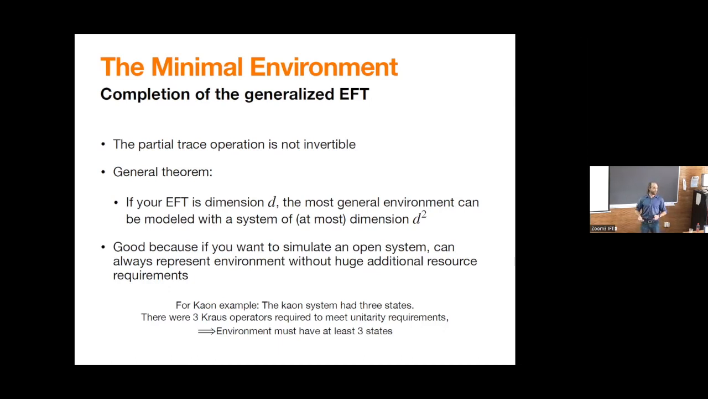There's a general theorem, though, that says for any evolution of any system of interest, the maximum number of E's that I need to describe the evolution of that system is D squared if my system of interest is of dimension D, right? So this means that to do any physics on this system, I only need a polynomial overhead in additional things that implement these E's to describe the physics of the system, okay? So if you want to simulate some arbitrary open system, you can represent the environment without additional huge resource requirements.